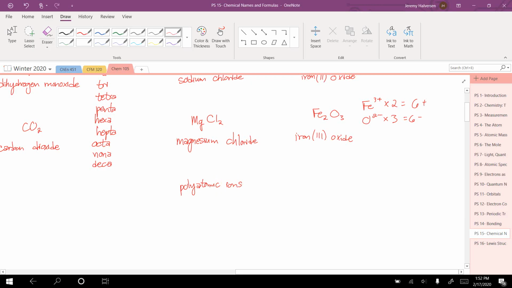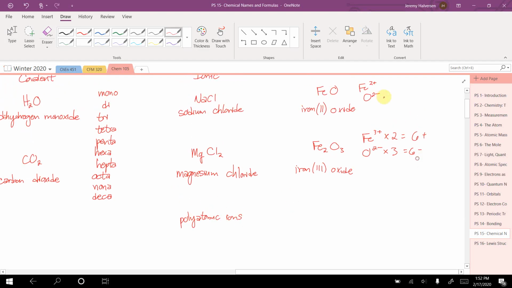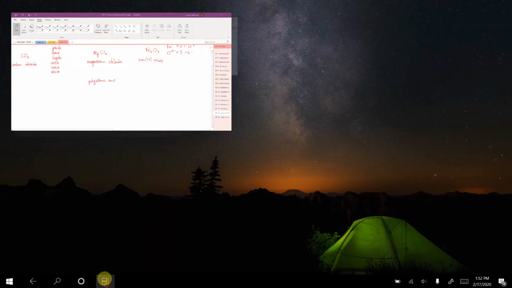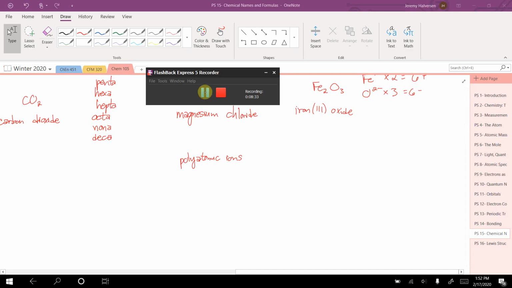Polyatomic ions. So just think about the name. Poly means multiple, atomic, multiple atoms making an ion. So up here, O2-, that is a monatomic ion. That's one atom that has a charge. Okay, so polyatomic ions is multiple atoms that have a charge. So let me pull up a list of some common polyatomic ions.